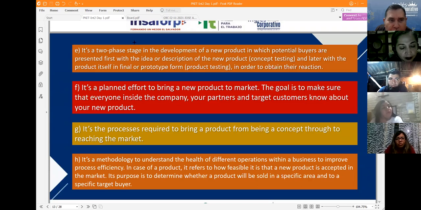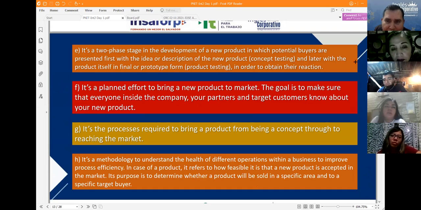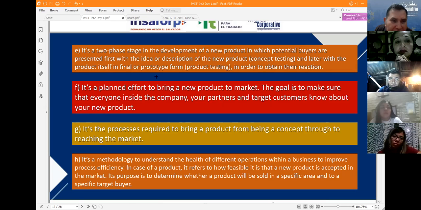E, it's a two-phase stage in the development of a new product in which potential buyers are presented first with the idea or description of the new product, concept testing, and later with the product itself in final or prototype form, that is product testing, in order to obtain their reaction. F, it's a planned effort to bring a new product to market. The goal is to make sure that everyone inside the company, your partners and target customers, know about your new product.